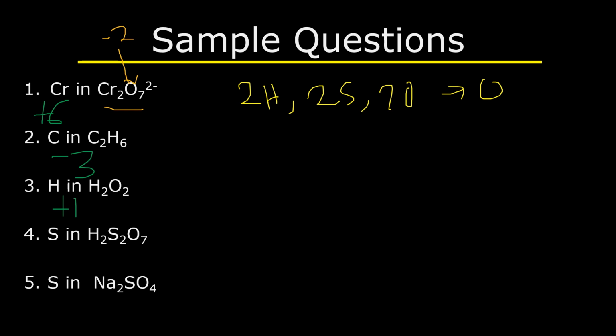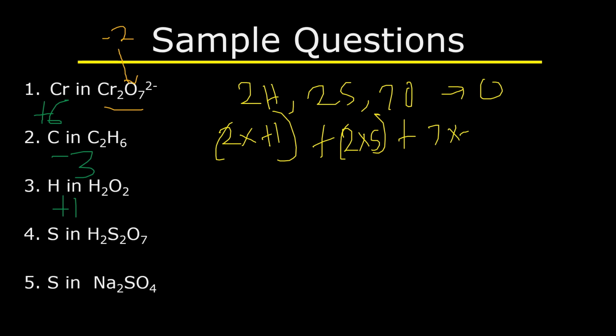So that means that we can assume the oxidation state of oxygen and hydrogen based on our rules. H is a group 1 element, it has a +1 charge. O is a group 6 element, it has a -2 charge. So we can say 2 times +1 plus 2 times S, since we're trying to solve for sulfur, plus 7 times -2. All of that is going to equal 0 because this is overall a compound that has a 0 charge.